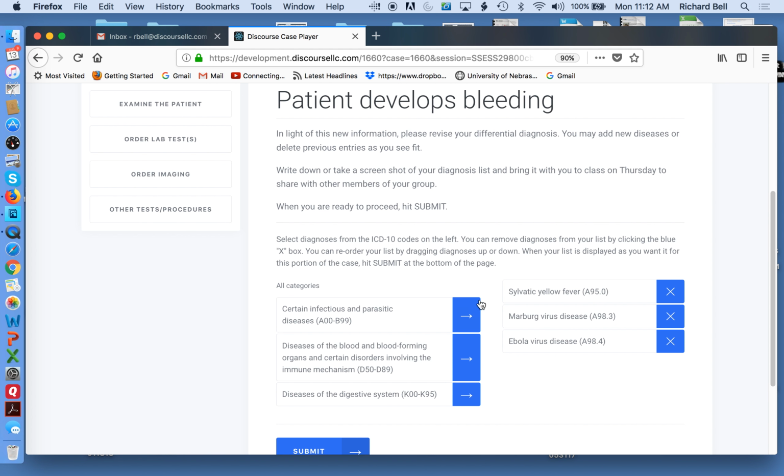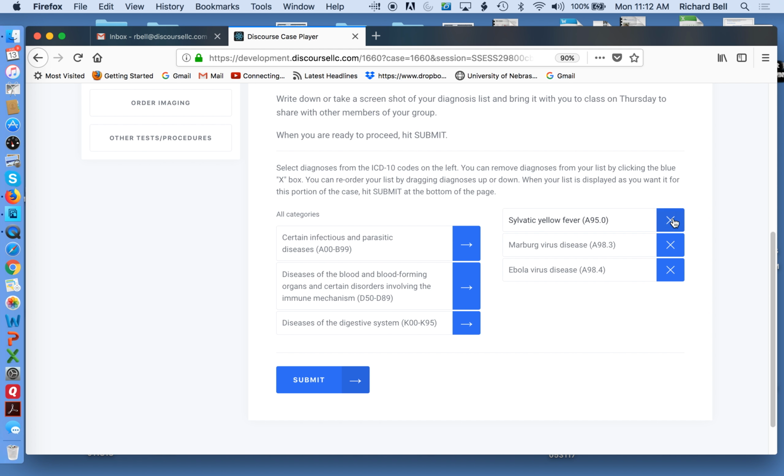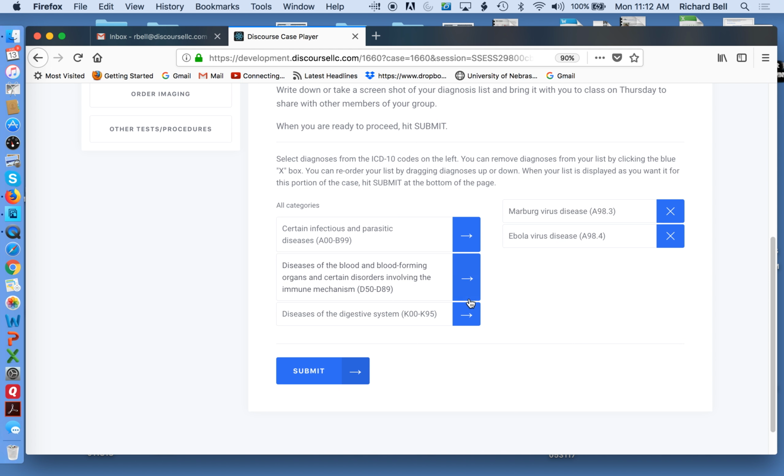And then they're asked to revise their differential diagnosis in response to that. So they might, I don't know, might get rid of yellow fever, I'm not sure. And submit those.